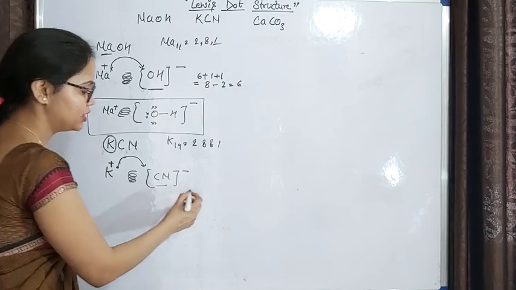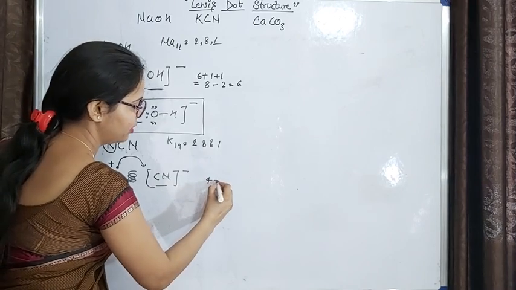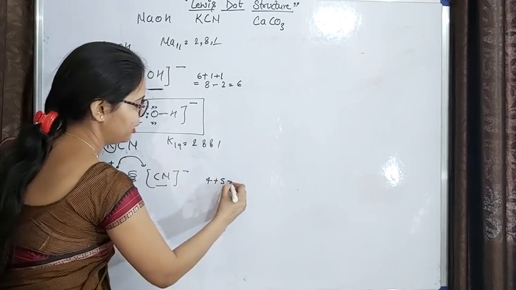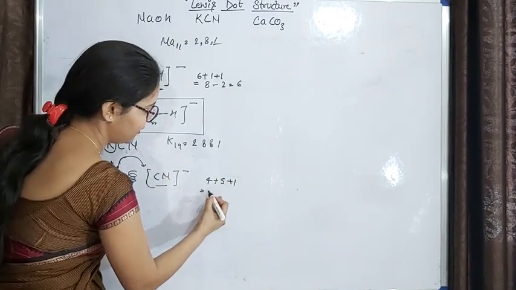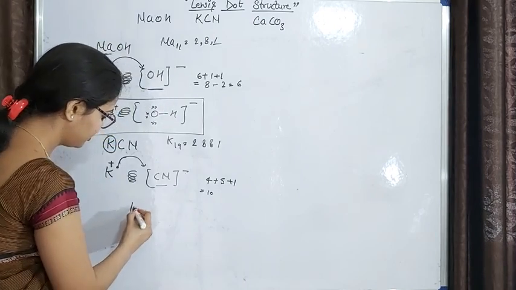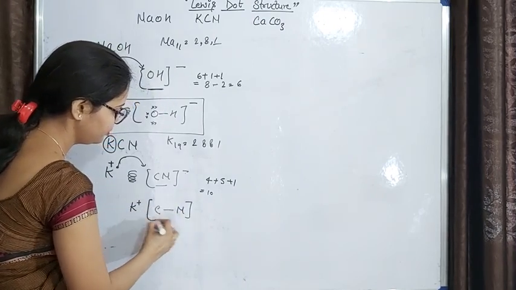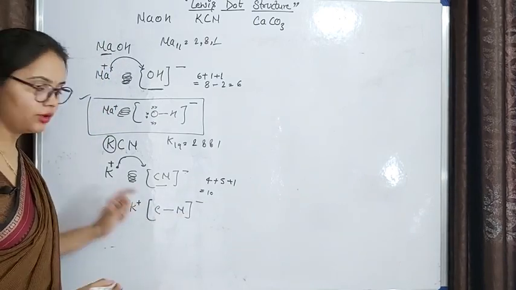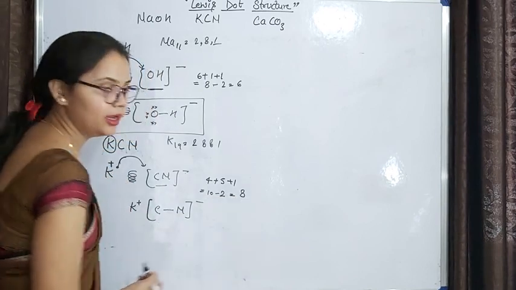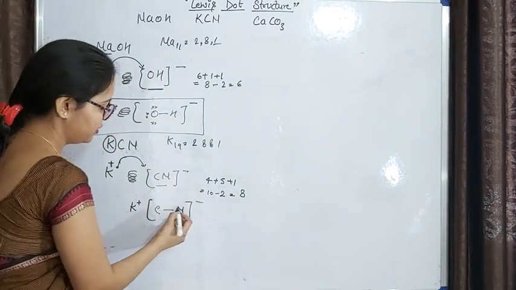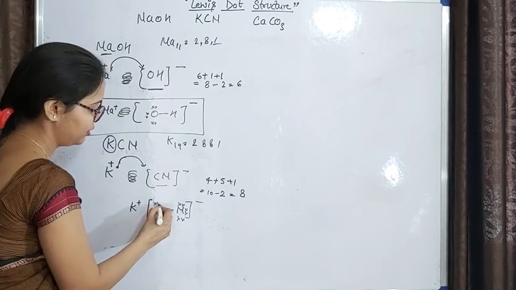Now what about the CN species? In CN, carbon contributes 4, nitrogen 5, and we will add 1 because of the negative charge. Now we have 10 electrons. We have already used 2 electrons here, so now we have 8 electrons. These 8 electrons we will represent as 1, 2, 3, 4, 5, 6, 7, 8.